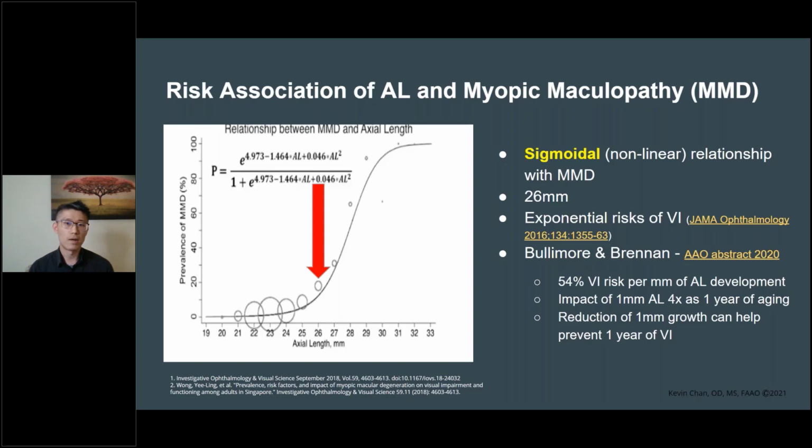Studies have found that myopic maculopathy is one of the leading causes of visual impairment. And in fact, Bullimore and Brennan published another abstract at the Academy of Optometry recently. What they found was that every millimeter of axial length elongation has been associated with almost 54% of risk of visual impairment. To put it in practical terms, for every millimeter of change in axial length, the impact associated with all sorts of ocular health issues is almost 4 times as much as someone who is aging by just a year. And if we're able to slow down or reduce axial length growth by just 1 millimeter, we're able to slow down and prevent almost 1 year of visual impairment. So that is pretty significant for our patients.